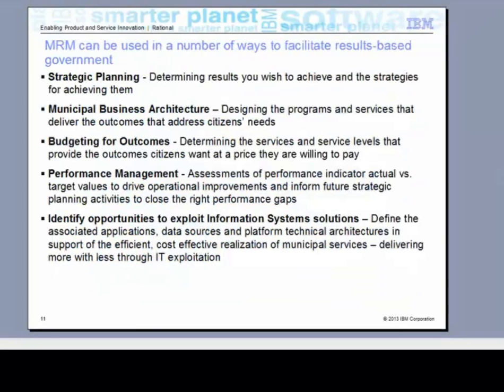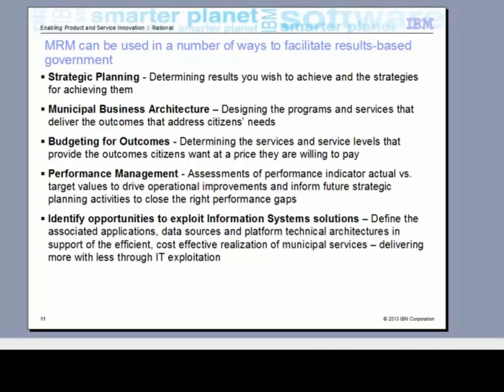So going to the next chart, we'll look at some of the kinds of usages that you can make of this industry asset. We can use these models to capture and document the things that are motivating change in your jurisdiction, whether that's local, state, or federal level government. The results you wish to achieve in response to those influencers, and the strategies that help you support the achievement of those results. And these utilize the same business motivation model that Roger mentioned a moment ago.